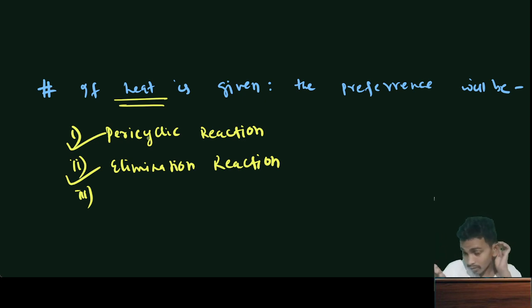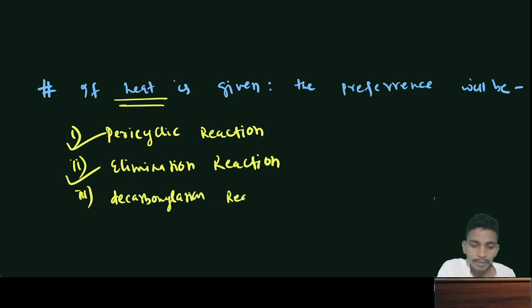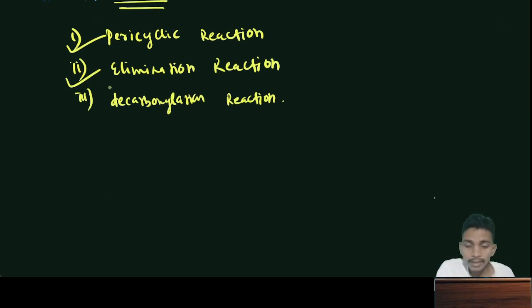Why does that occur? As I said, electrons want to move from high energy to low energy. So decarboxylation reactions may also be possible. If all three of these are also not happening under the conditions, then next we will look at cyclizations. These cyclizations also occur by giving heat.